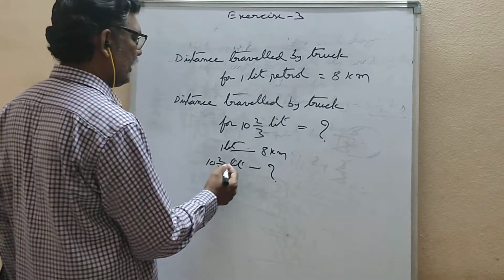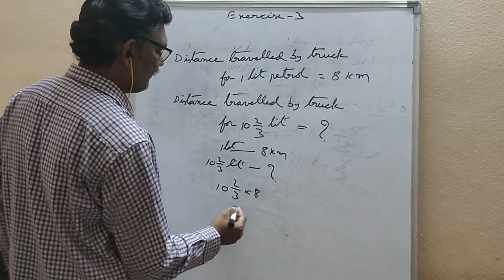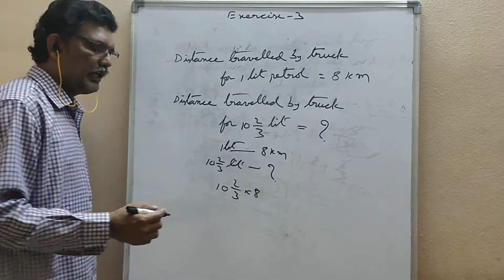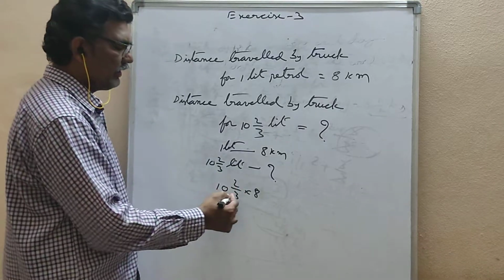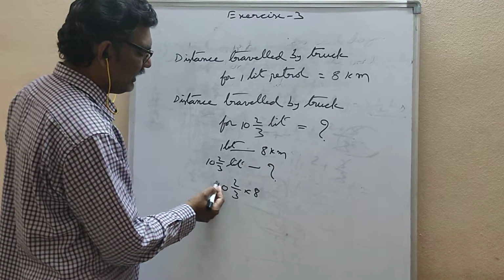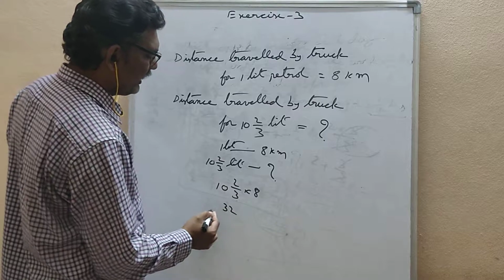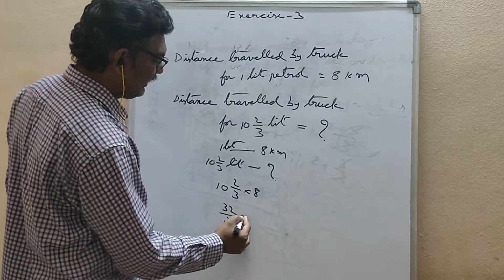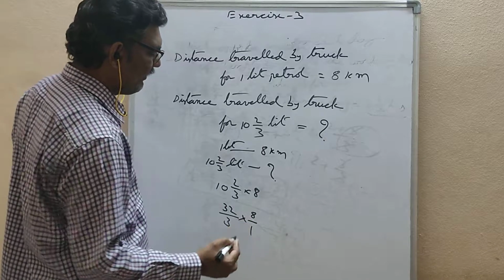So what you have to do? 10 2 by 3 into 8. So how to multiply? I already said to you. First convert the mixed fraction into improper. Multiply these two. 3 tens are 30. Add 30 to 2. 32. Don't write only 32. Write 32 by 3 into 8. Only 8 is there, means I said to write 8 by 1.